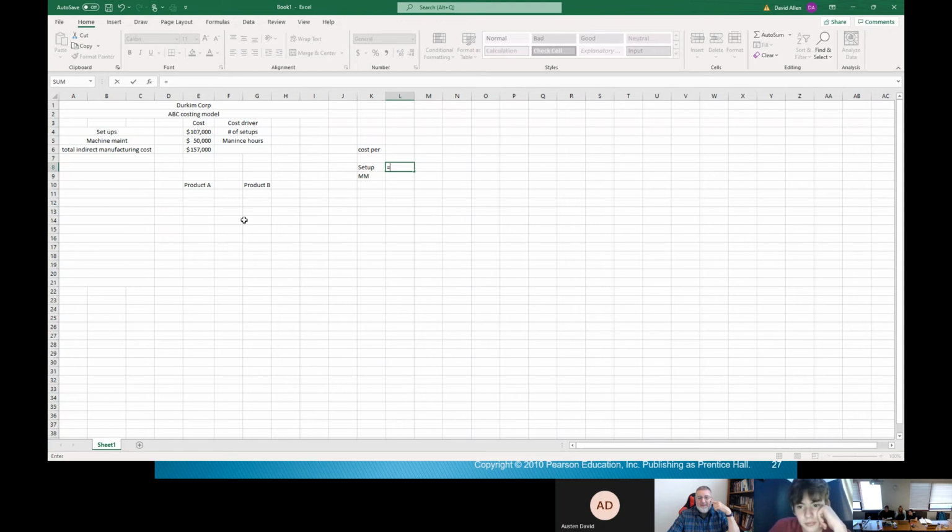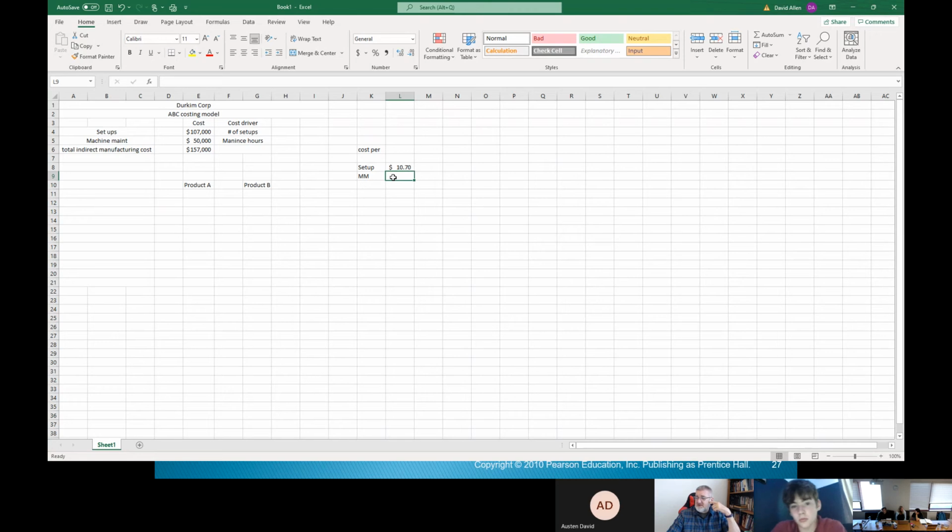You're gonna take the 107,000 divided by the 10,000. So this block is going to equal this divided by, and I didn't type those totals in there, so we're just going to type that in, divided by 10,000, right? Yep. Every setup we do is going to be $10.70. You tracking with that?